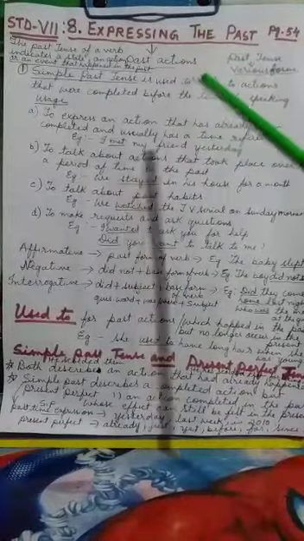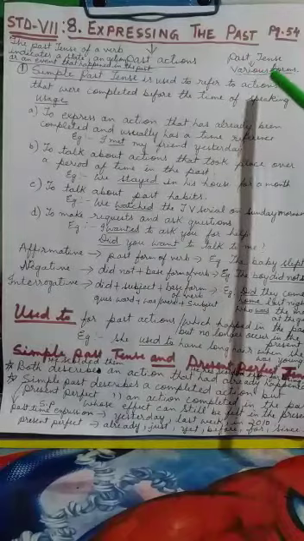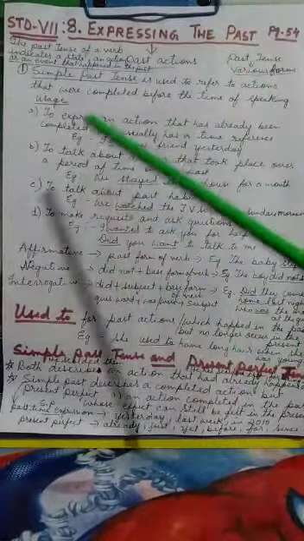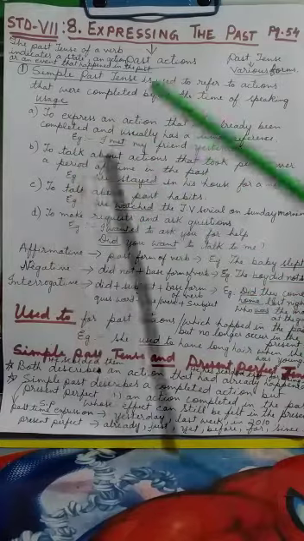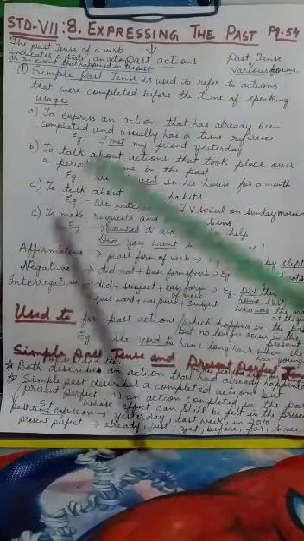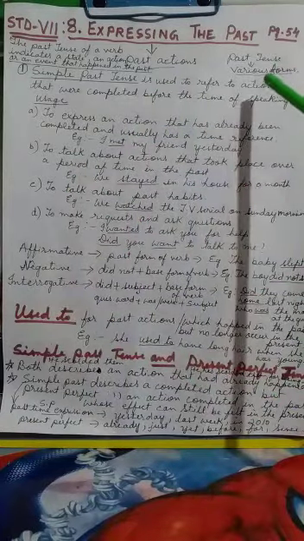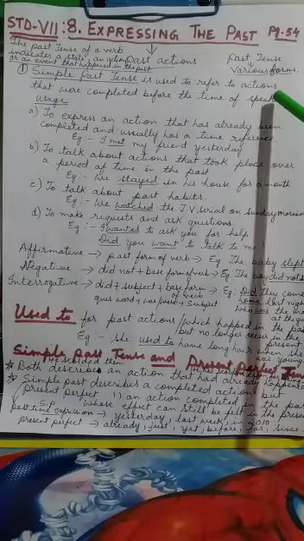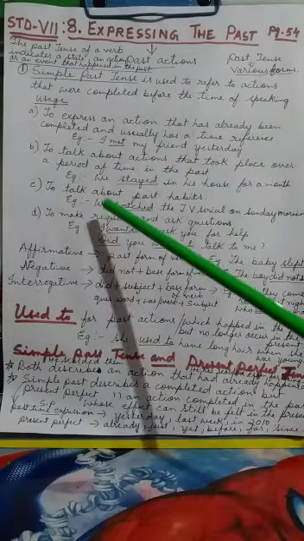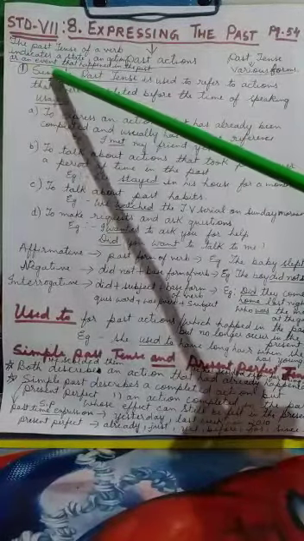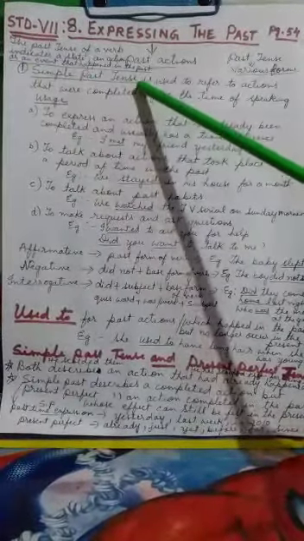Now, in the past tense, we have various forms of this particular tense. Like you had seen in present tense, you had different forms of it. Similarly, in past tense also, we have various forms. We will see in detail one by one. Now, see the first one. The first one is simple past tense.